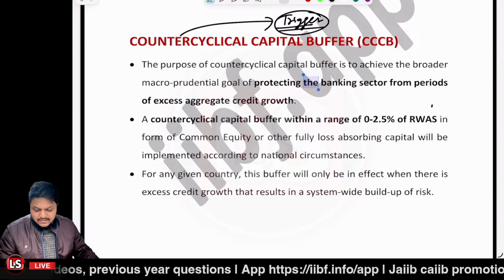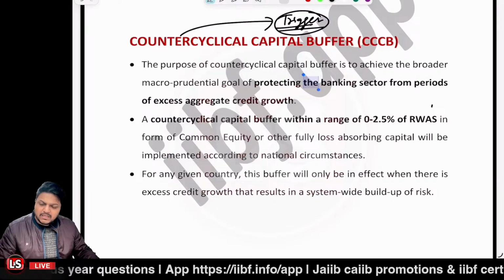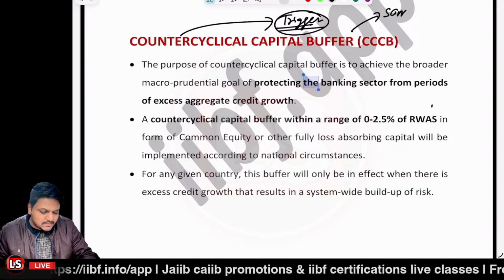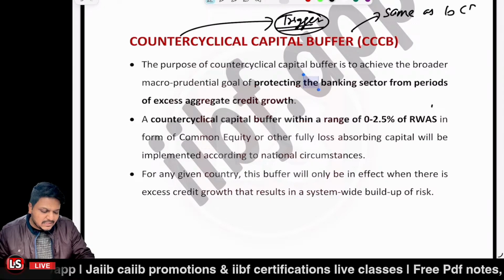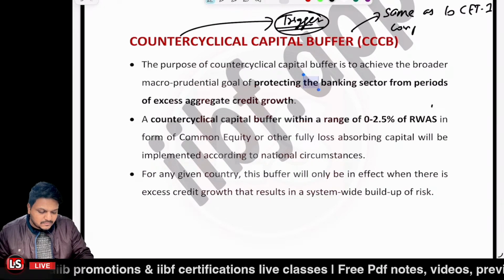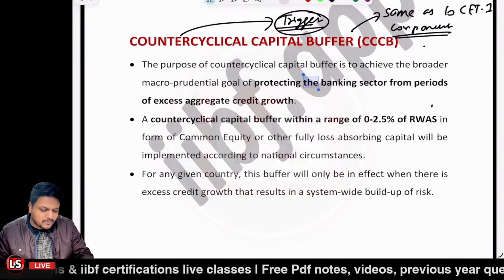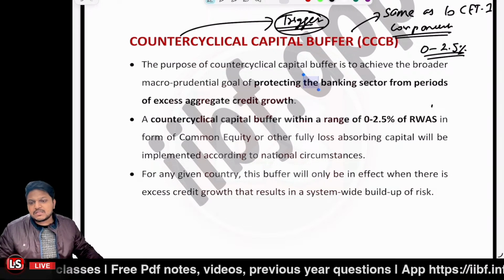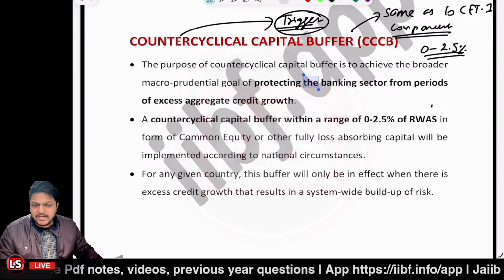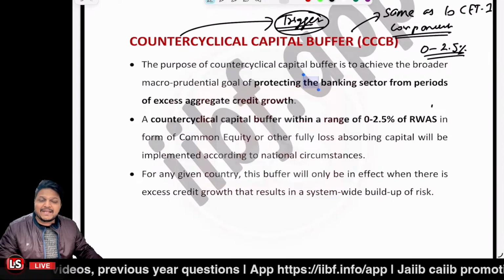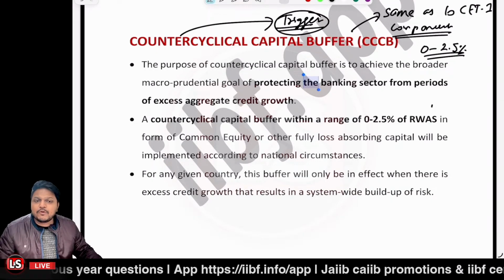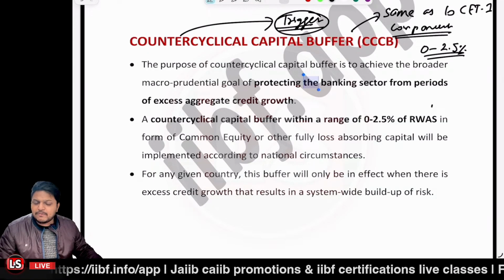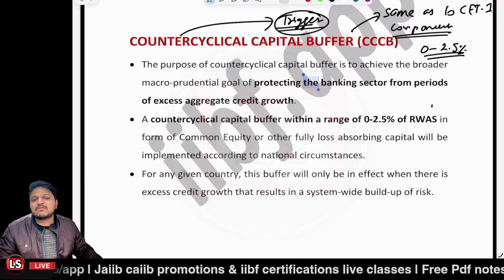Okay, now let's discuss this thing. First of all, let me just tell you that CCCB is also made out of the CET1 components. Let me write over here, same as CET1 components. And the ratio must be ranging from 0 to 2.5%. These are the important points. And why is it to be maintained? Because if there will be very high credit growth, in that scenario, it's going to impose an excess risk on the bank. And for that particular purpose, a counter cyclical capital buffer is to be maintained of up to 2.5% of the total risk-weighted assets.